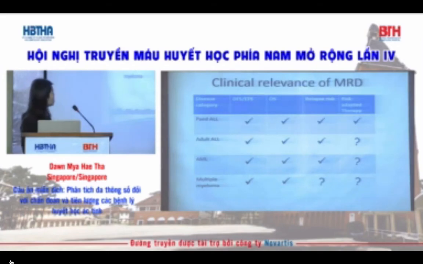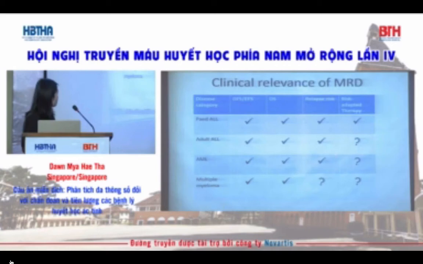For adult ALL, the outcomes are not as good as pediatric ALL, so it can be a bit challenging to de-escalate the therapy based on MRD status. However, there are some studies showing that the results are promising by intensifying the treatment with the incorporation of stem cell transplant for patients with positive MRD. And the same goes for AML. MRD status is relevant for a prediction of disease-free survival, overall survival, and relapse risk.